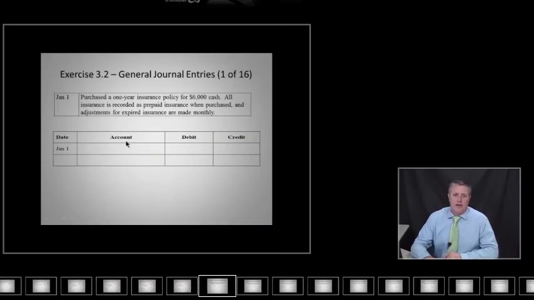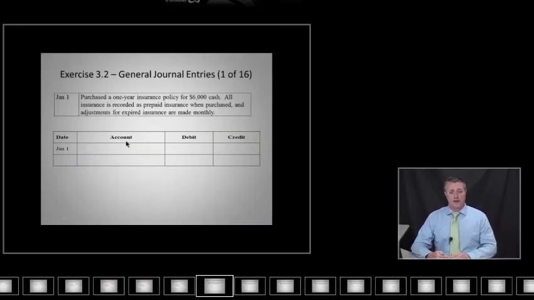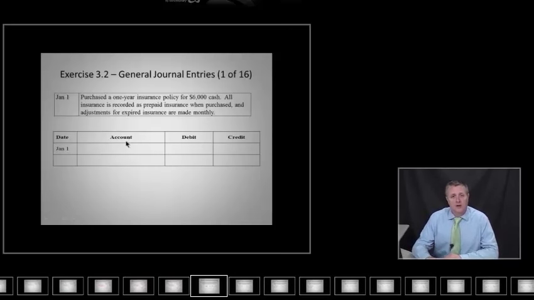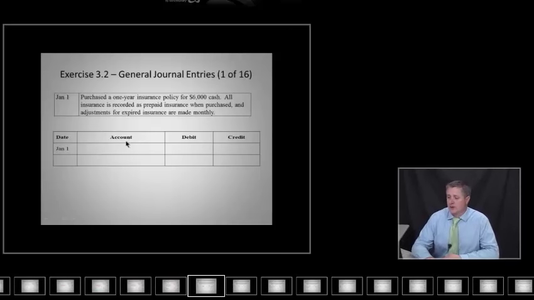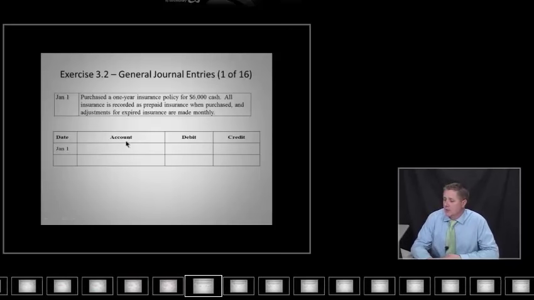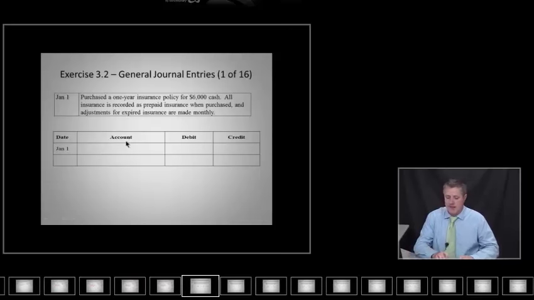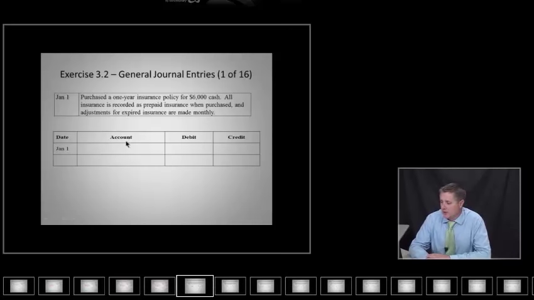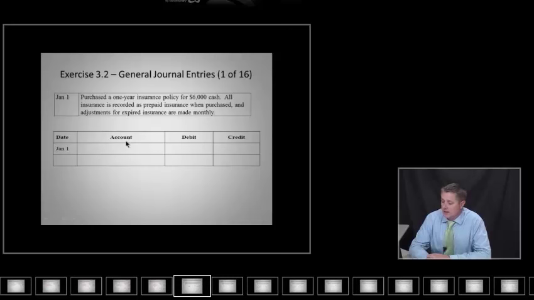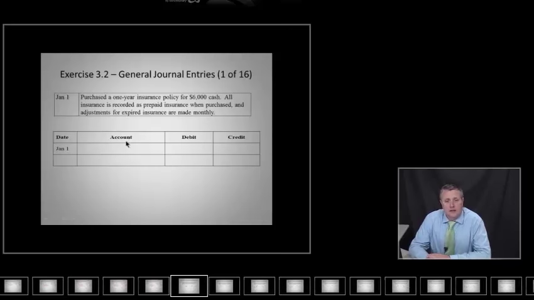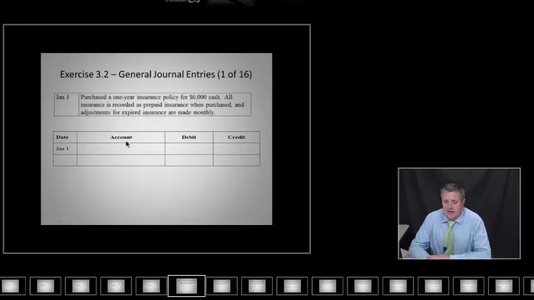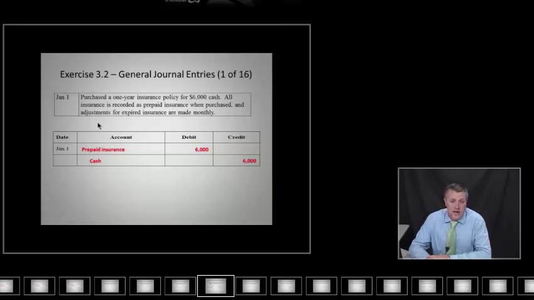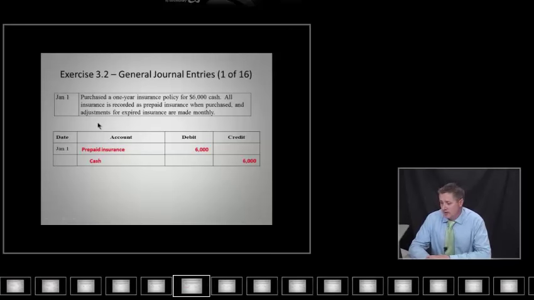Exercise 3.2 then asks us to go through and journalize a series of 16 different transactions that occurred during the month of January 20X1. The first transaction, on January 1st, is that we purchased a 1-year insurance policy for $6,000 cash. All insurance is recorded as prepaid insurance when purchased, and adjustments for expired insurance are made monthly. So we are going to debit prepaid insurance for $6,000 and credit cash because we use cash to purchase this insurance policy.